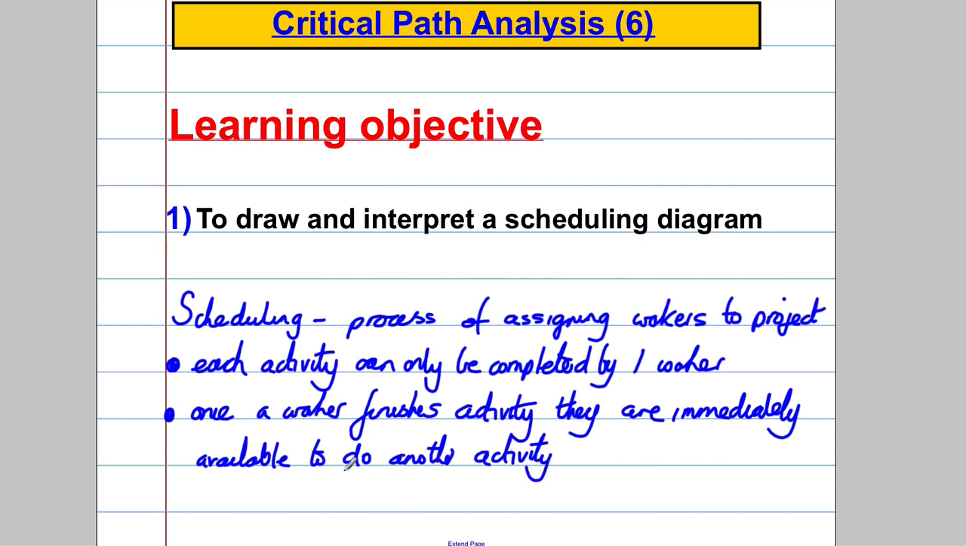Okay, so the process of scheduling is to assign your workers to these tasks in order that your project gets completed in the smallest possible time, the most efficient time, and so that your employees are being used effectively and not sitting around with nothing to do. So that's what this is all about.